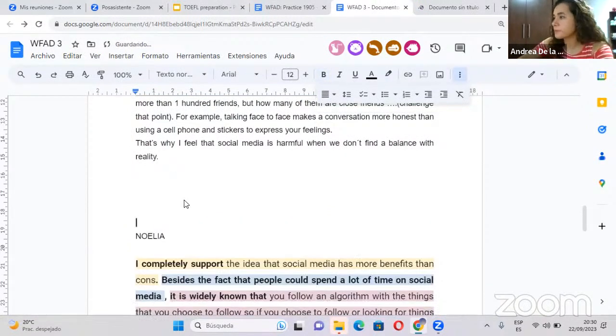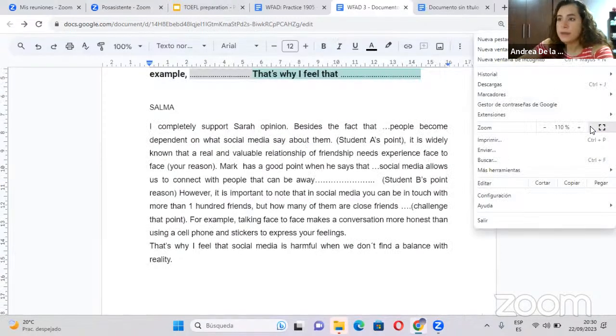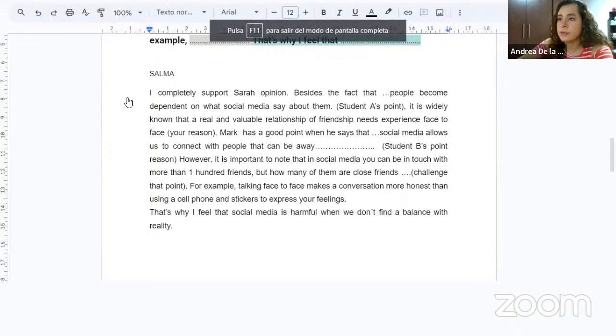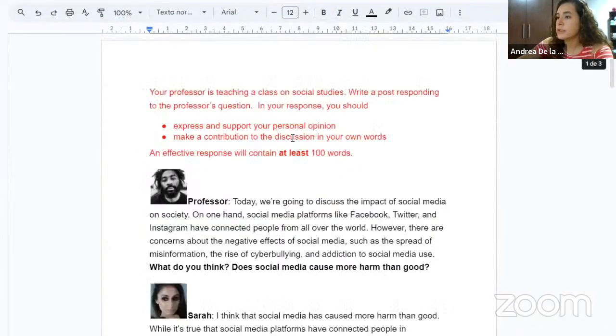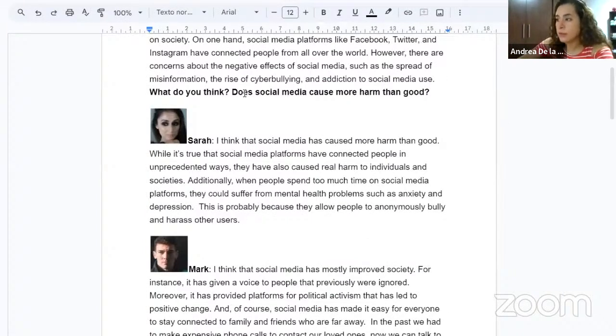Okay, guys. So let's see. First, we have Salma's response. It says, I completely, well, first of all, if we go back a little bit, the question is, does social media cause more harm than good? So it's a yes, no question. Yes, it does cause more harm than good. So that means it has more disadvantages than advantages. Or no, it causes more good than harm. It's more positive than negative. Then Sarah, what's Sarah's opinion?